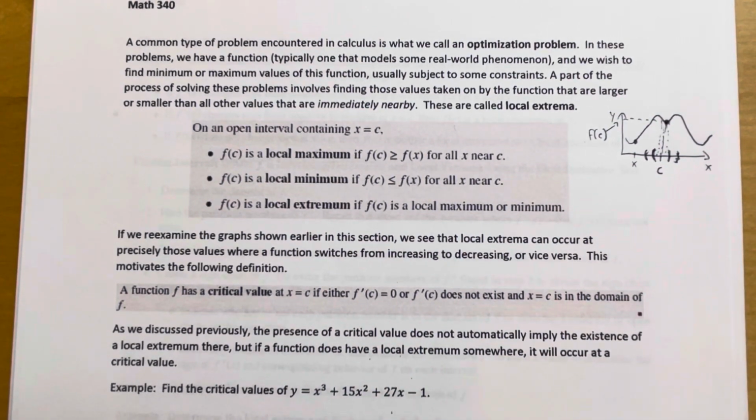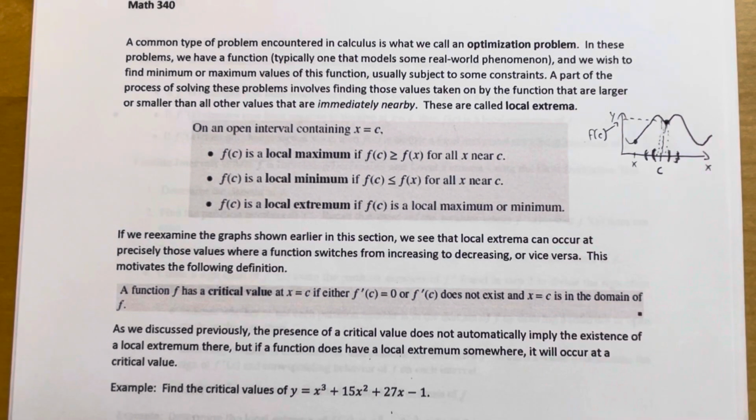And whether we're dealing with a local maximum or local minimum value, we call either of those a local extremum, or plural would be local extrema. Okay? We also sometimes just say local extreme, that's also correct.